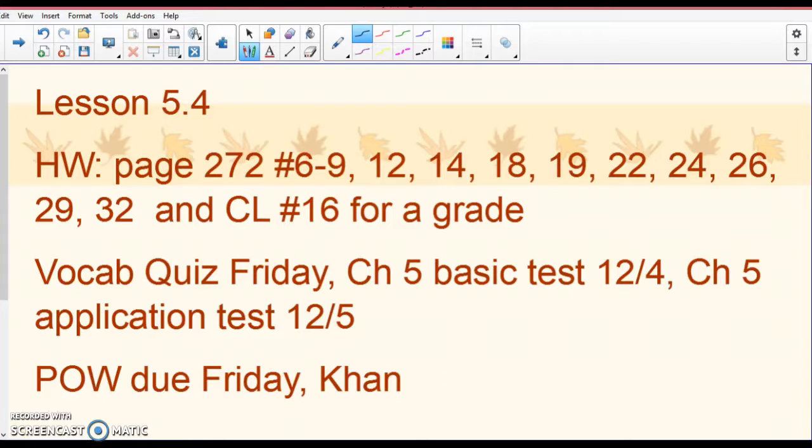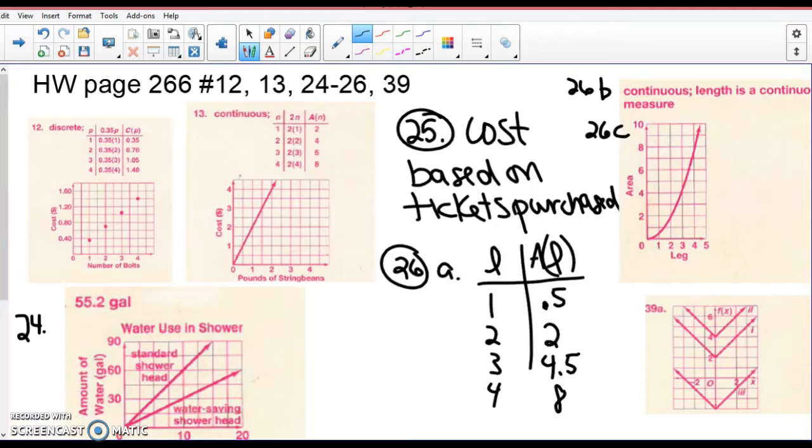All right, so this is lesson 5.4. There's the homework. Here are the answers to last night's homework. You can pause and check.